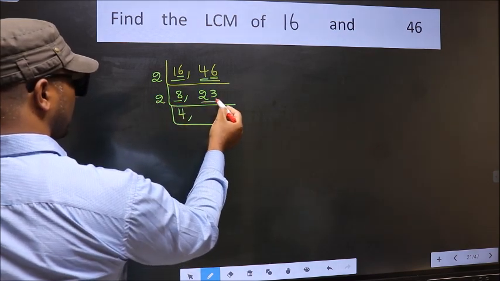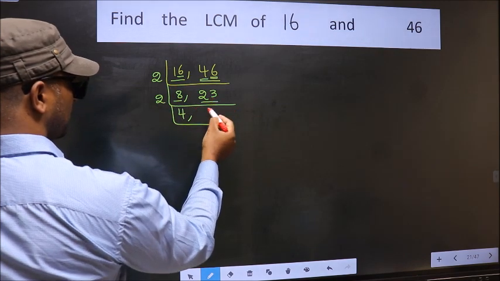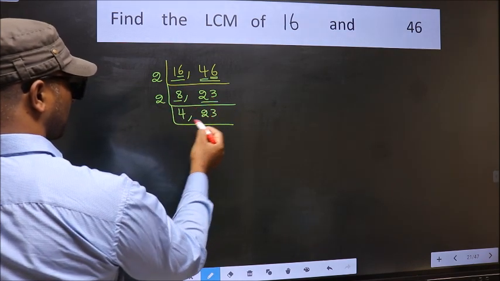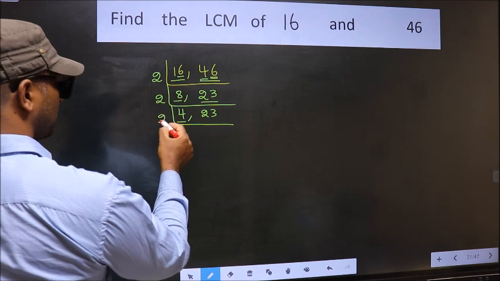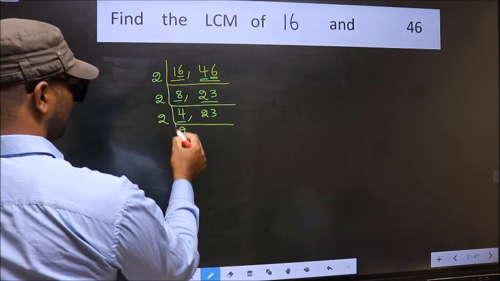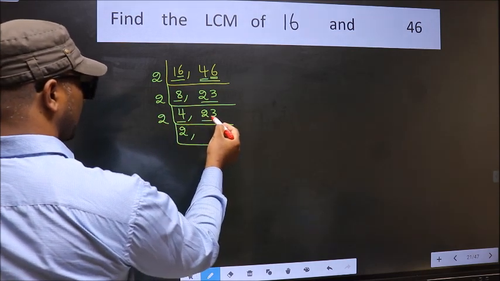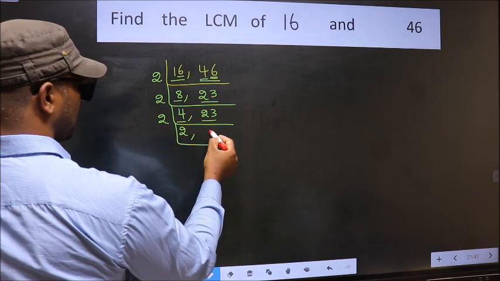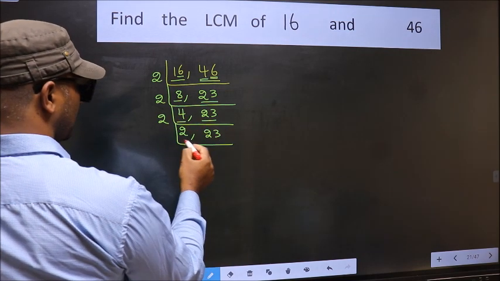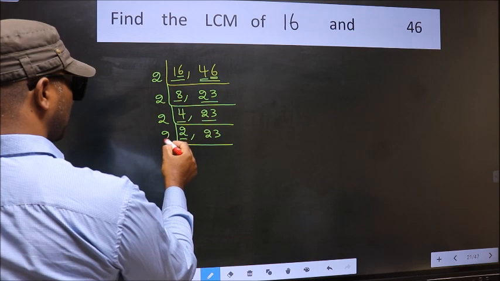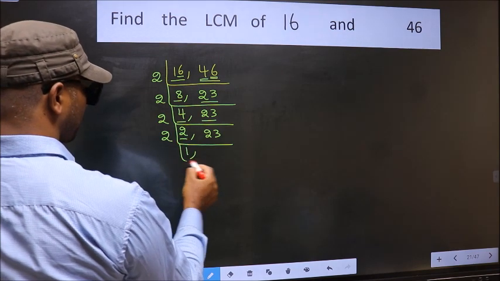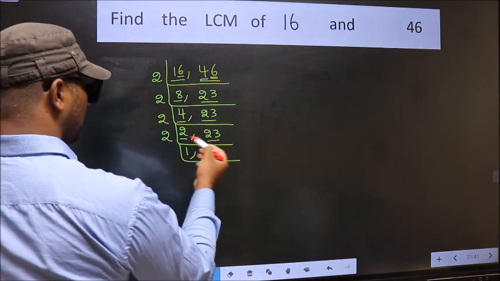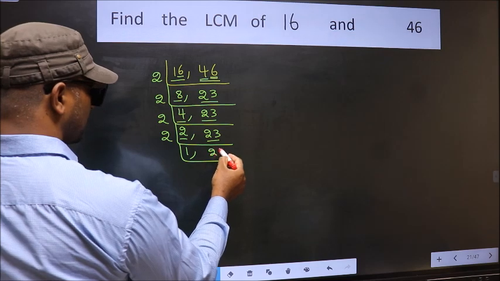The other number 23 not divisible by 2, so we write it down as it is. Now here we have 4, 4 is 2, 2 is 4. The other number 23 not divisible by 2, so we write it down as it is. Now here we have 2, 2 is a prime number, so 2, 1 is 2. The other number 23 not divisible, so we write it down as it is.